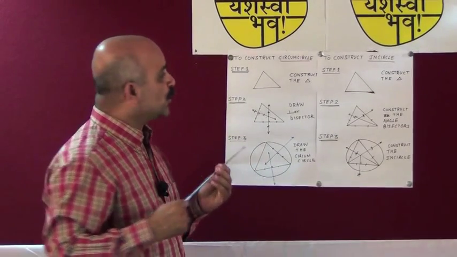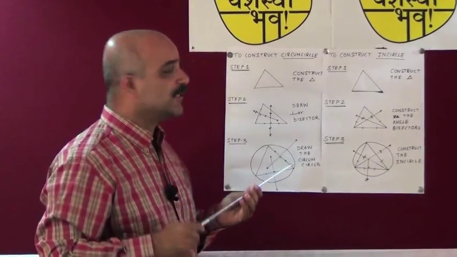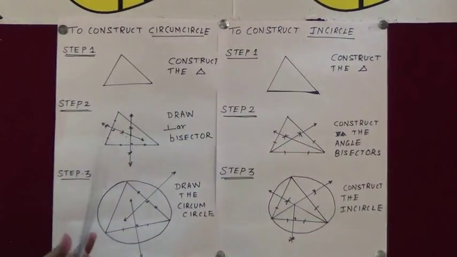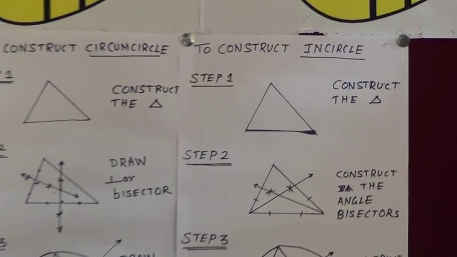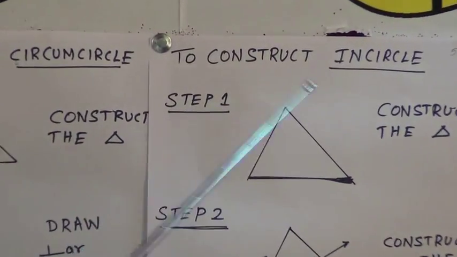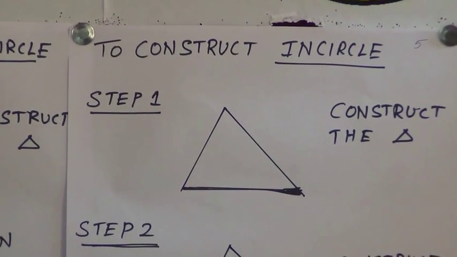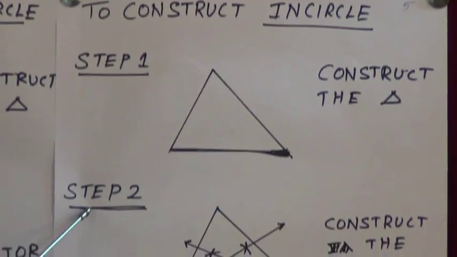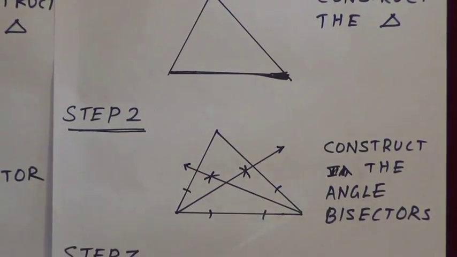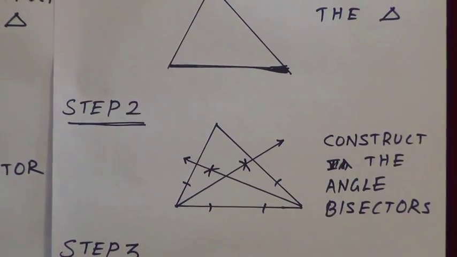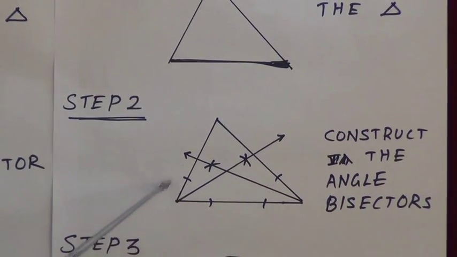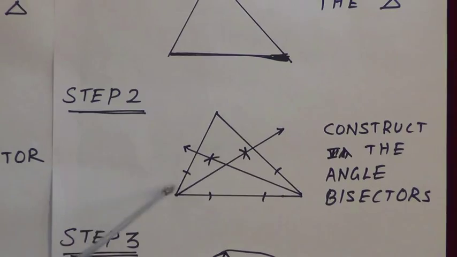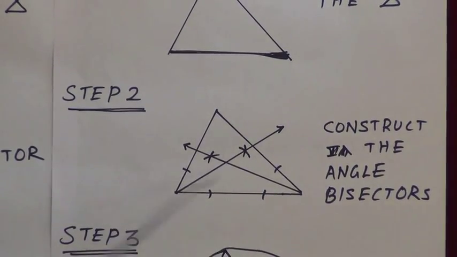Second question that normally comes in the board for 3 marks is to construct an incircle. Now again, there are 3 steps which have to be considered. Step number 1, construct the triangle as whatever the given question demands. Step 2, construct the angle bisectors. From the basics, as I have already told, you have to know how to draw the angle bisectors here. Mind you, the angle bisectors need not be of the 3 vertices. It can be only of 2 vertices.